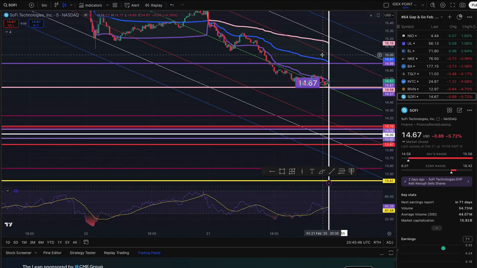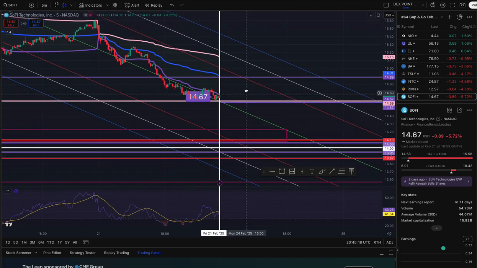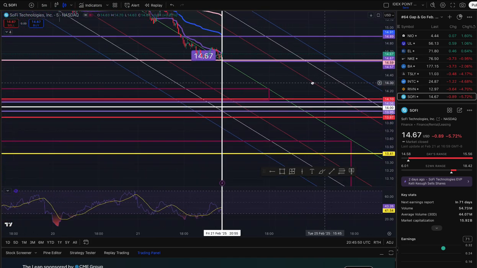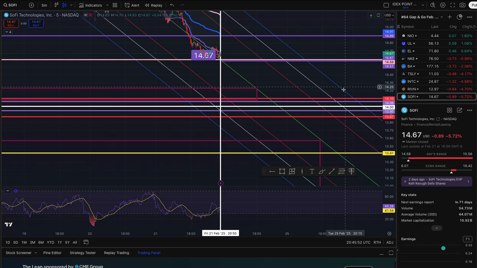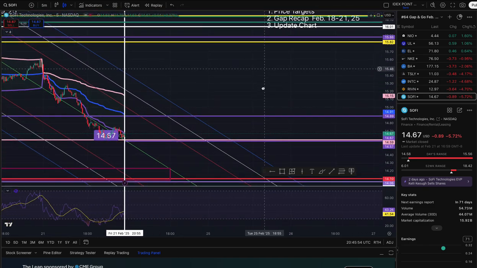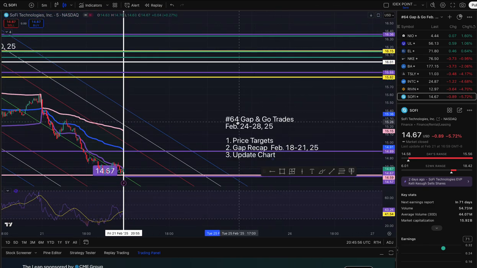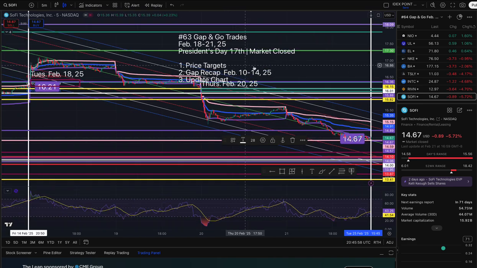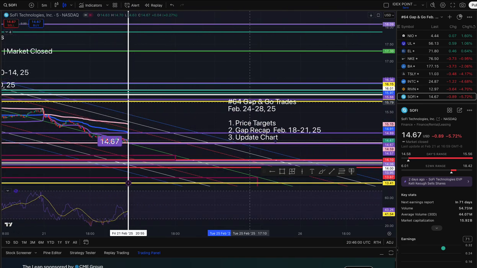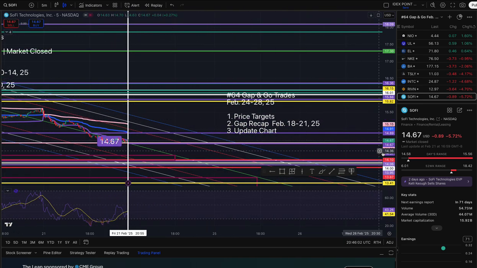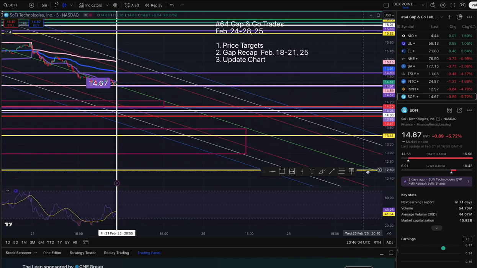All right, that does it for me. That is a look at your gap and go trades for the week of, what are we talking here? Let me move this real quick. This is for the week of the 24th through the 28th.